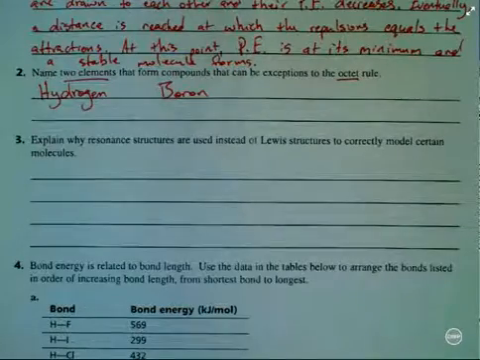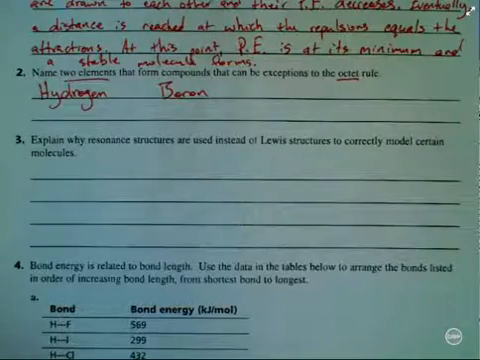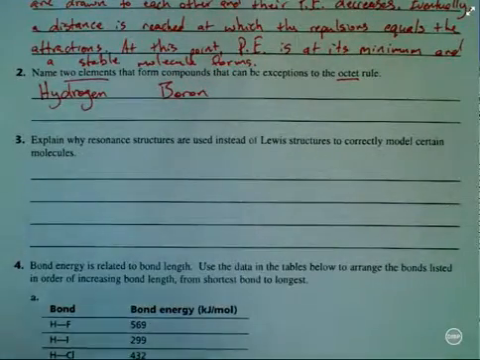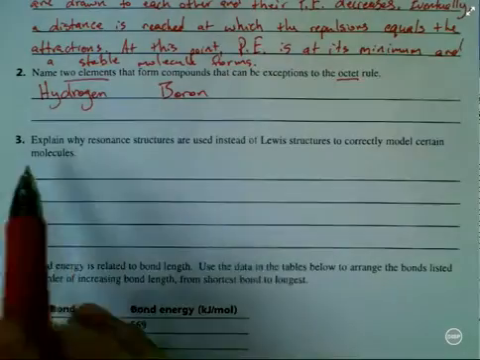Some other ones that can form exceptions to the octet rule are beryllium, phosphorus, sulfur, which does quite a bit, and then xenon. We get some noble gas action going on there, but again, those are a little bit down the road for you chemistry students. The 2 that we've looked at so far are hydrogen and boron. So on to number 3.